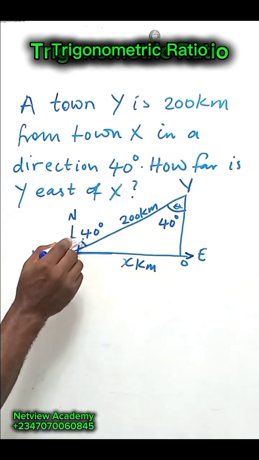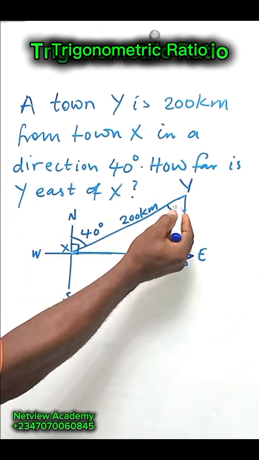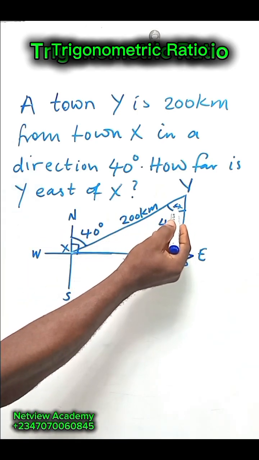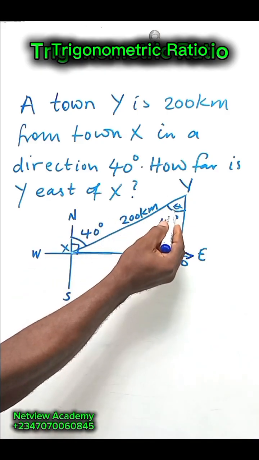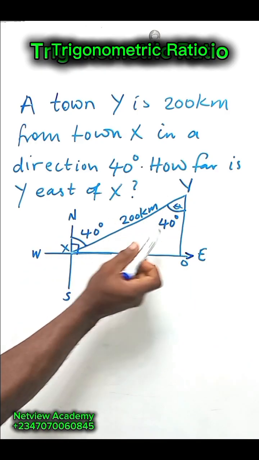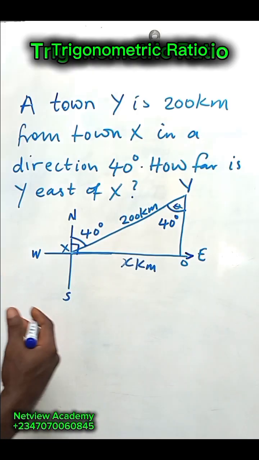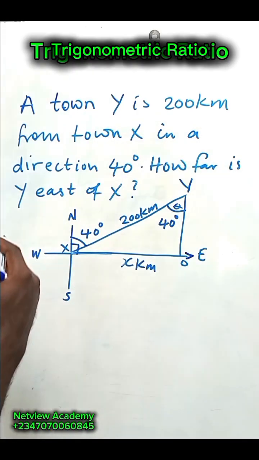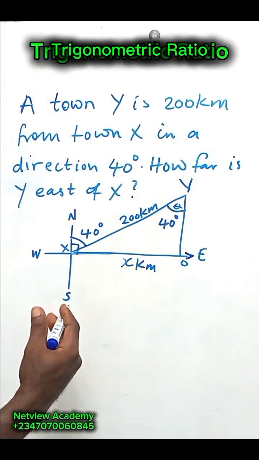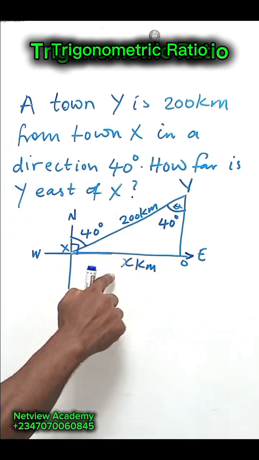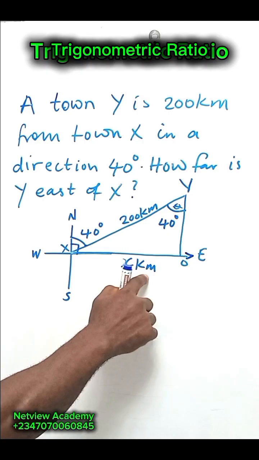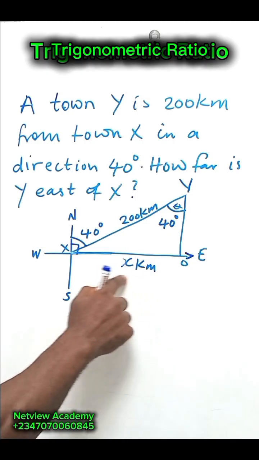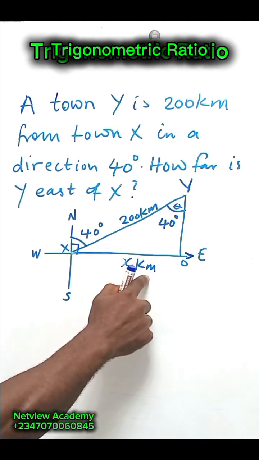This angle here is also alternate to this angle here. Therefore, since this angle is 40 degrees, this angle here inside the right angle triangle is 40 degrees as well. The question says we should calculate the distance of town Y east of X, and that is this distance here, x kilometers. Now, to get this distance, we are going to apply trigonometric ratio.